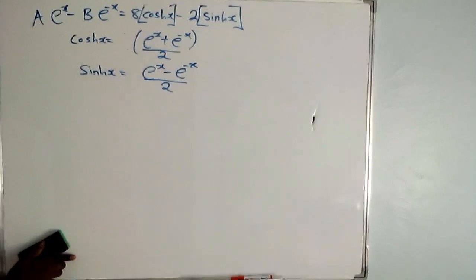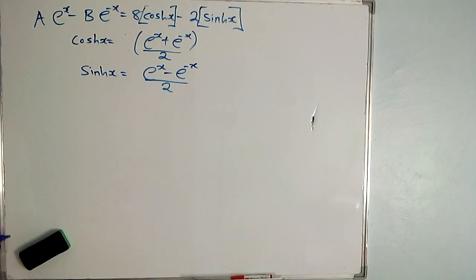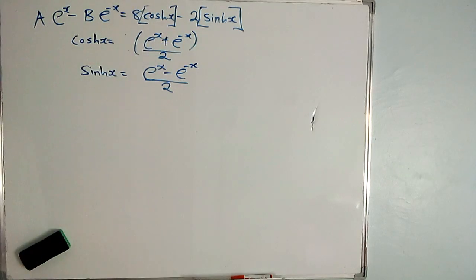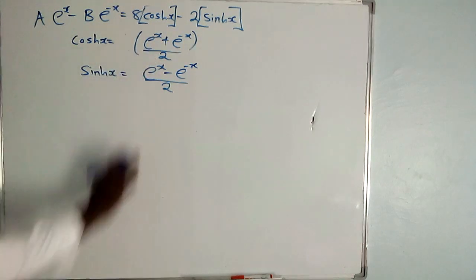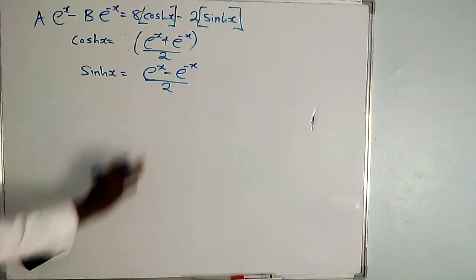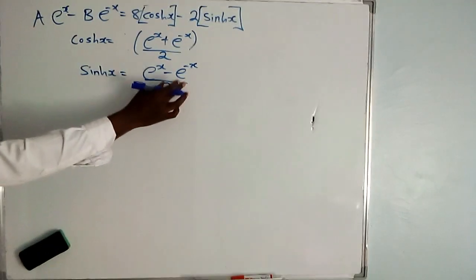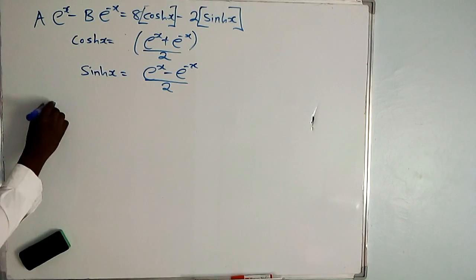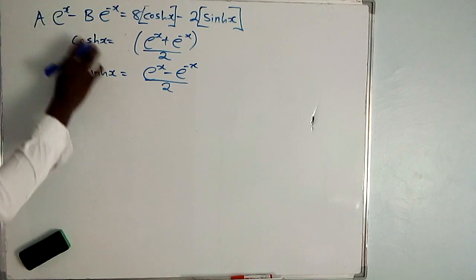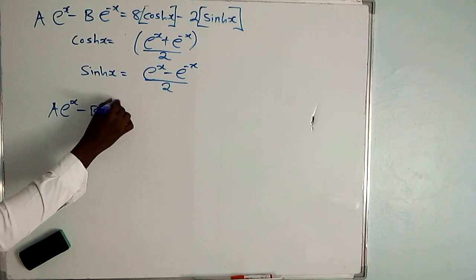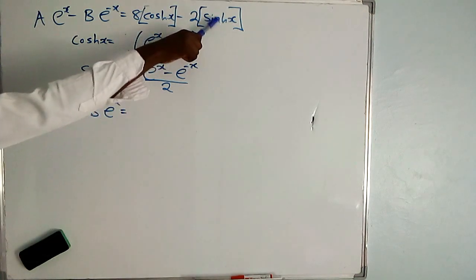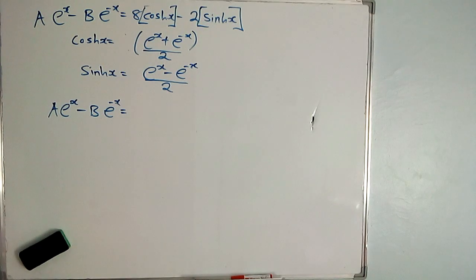So from there, we now note down: cosh x is exponential x plus exponential negative x over 2. Sinh x is exponential x minus exponential negative x over 2, isn't it? Are we together? Yes. Having done that, we now start solving the equation, because we now know the exponential definition of cosh x and the exponential definition of sinh x, isn't it?